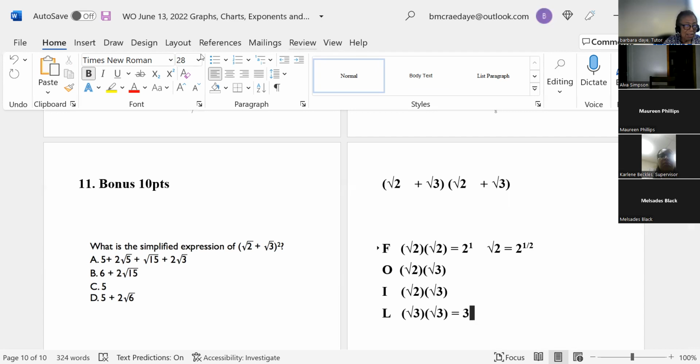Yeah, 1/2, just like we did for the 2, except it's a 3. Well, it doesn't matter. Square root of any number is raised to the 1/2, except it's a 2 here and it's a 3 here. 3 to the 1/2 times 3 to the 1/2 is 3 to the 1/2 plus 1/2, which is 3 to the 1.